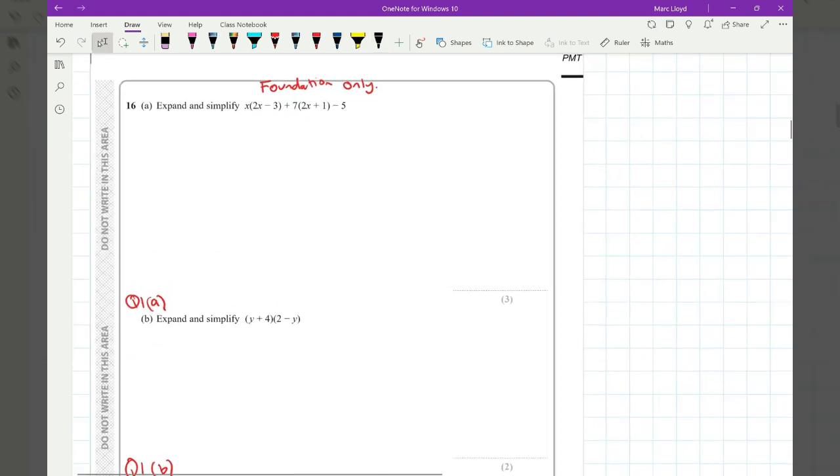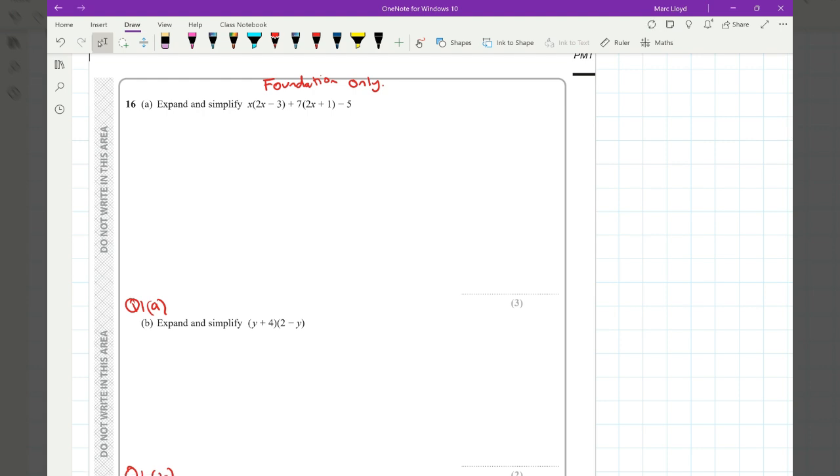It starts off with question 16a. This is for foundation only, but I'm just going to go through it quickly. So x times 2x is 2x squared. Take away 3x plus 14x plus 7 minus 5. And then you collect these like terms. So only 2x squared, so that's not going to change. We've got plus 11x and then plus 2.